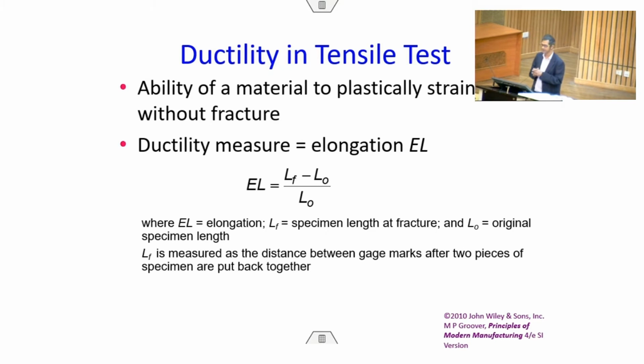What about the ductility? How do you measure ductility? Ability of any material to plastically strain without fracture is what is known as ductility. Ductility is basically measured in terms of elongation divided by the original length. I already discussed it: LF minus L0, or L minus L0, whatever you define. In the earlier slide, you have defined L minus L0 by L0. LF is the final length, or L is the length at any point of time in the test, and L0 is the original length. LF is the measure of distance between the gauge marks, as we have seen in the specimen geometry.